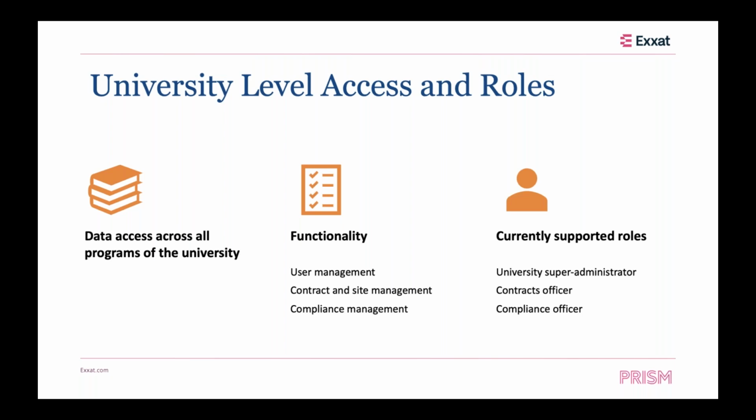So first is university level access. Now there are three functionalities which are offered at university level. First is user management. As part of this, you can see how many users you have who are using Prism, what roles each of them are playing, what is the definition of each of those roles. We'll cover some of those definitions in subsequent slides. You can also see how many people have which role. So you get two kinds of view. You can see the list of roles as well as you can see the list of users.